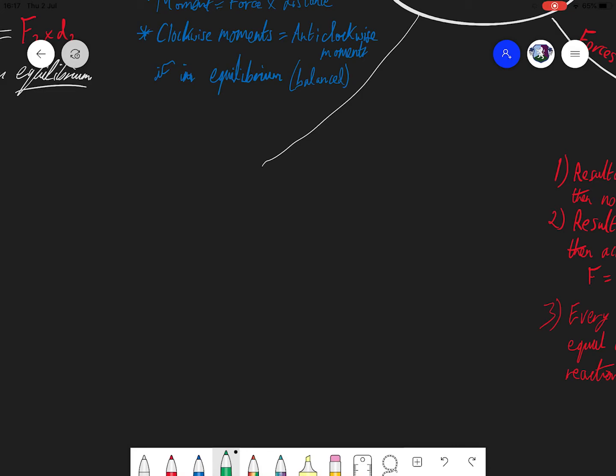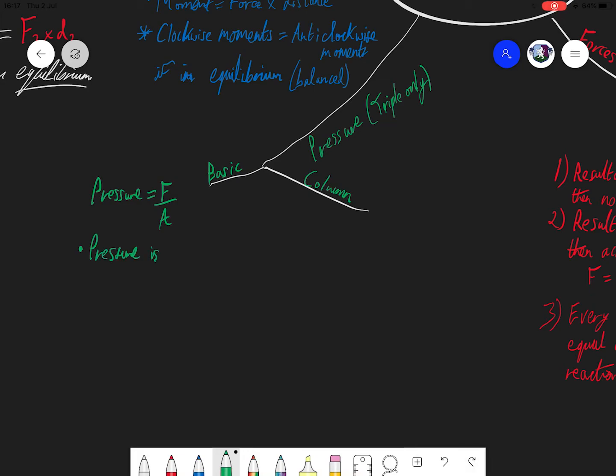So, for the next branch, we are going to look at pressure, and this is a triple only section. So this bit's almost more likely to come up simply because it's specifically targeted at your paper. So we can split this into the two parts, basic and column. Now for the basic, we'll start off with the equation. Pressure equals force over area. So force applied to a cross-sectional area. And this can count as solid, liquid, gas, whatever, doesn't matter.